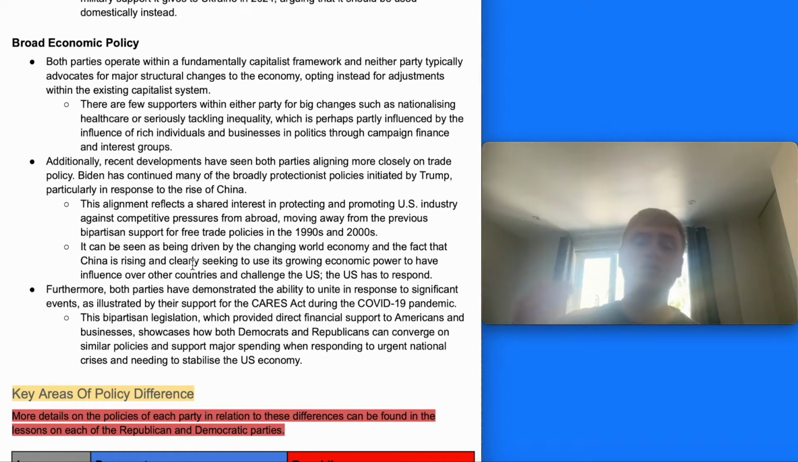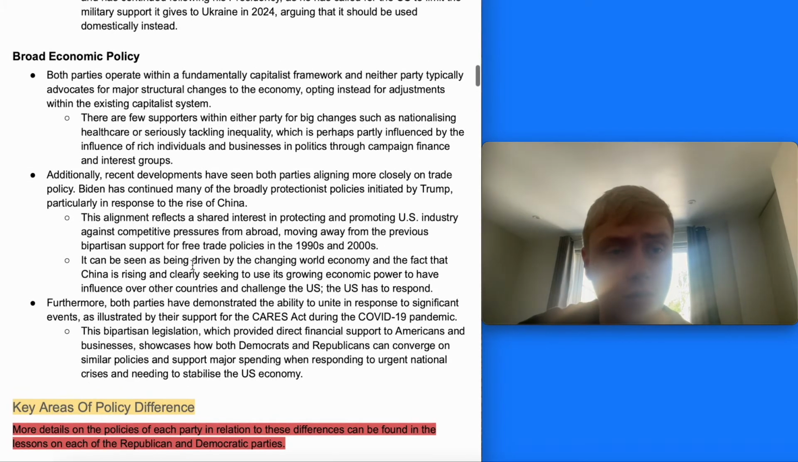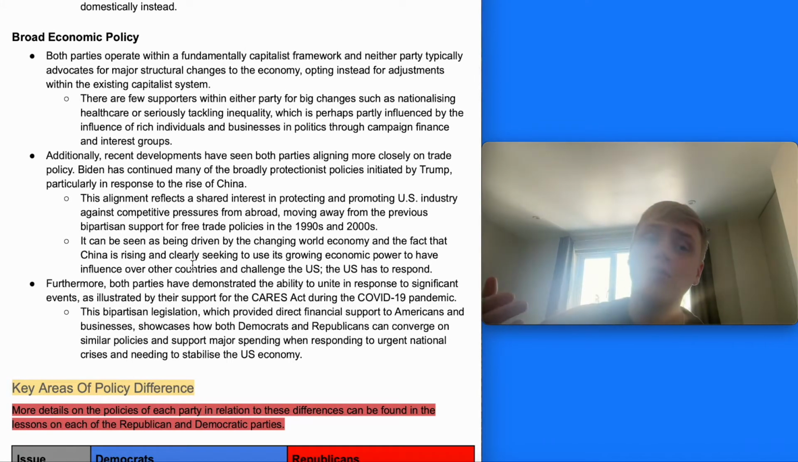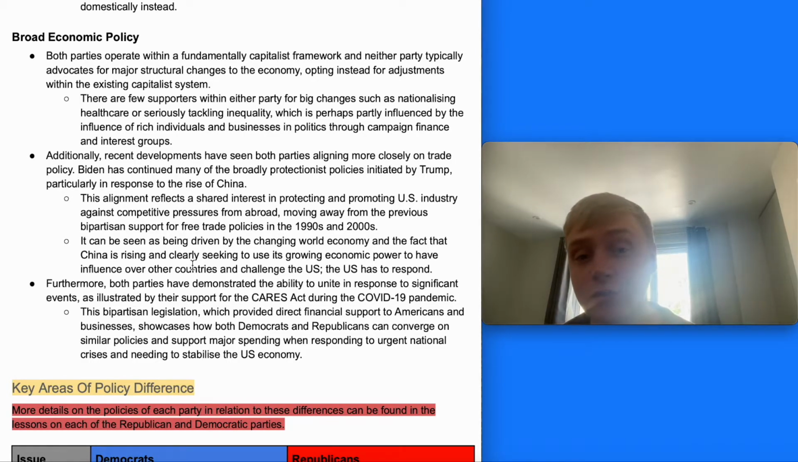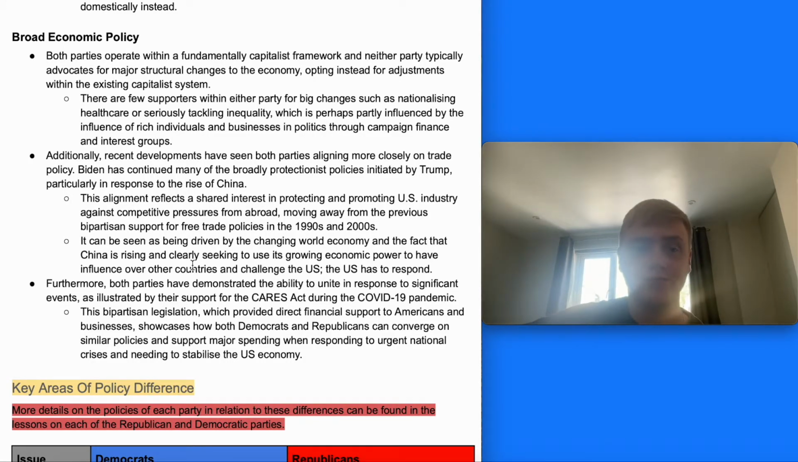It can be argued there's also a lot of similarity in terms of their broad approaches to economic policy. Both parties operate within a fundamentally capitalist framework, and neither party advocates for major structural changes to the economy, opting instead for adjustments within the existing capitalist system. There are few supporters within either party for big changes, such as nationalising healthcare or seriously tackling inequality, which is perhaps partly influenced by the influence of rich individuals and businesses in politics through campaign financing and interest groups.